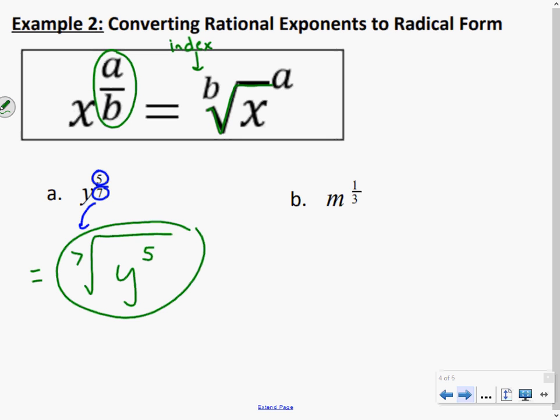So same thing for example B. I'm going to start by drawing my radical symbol. We're going to have m to the 1st power underneath, and then that 3 that's in the denominator of that fraction is going to become our index.